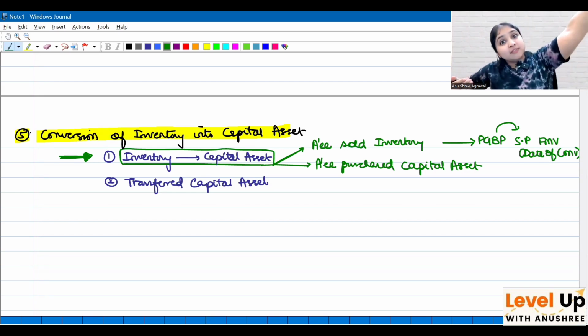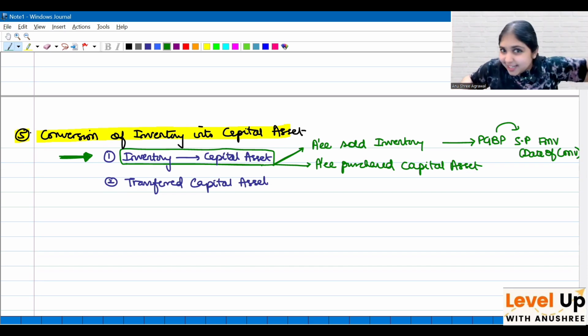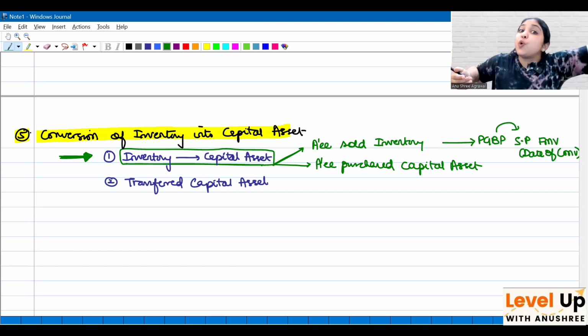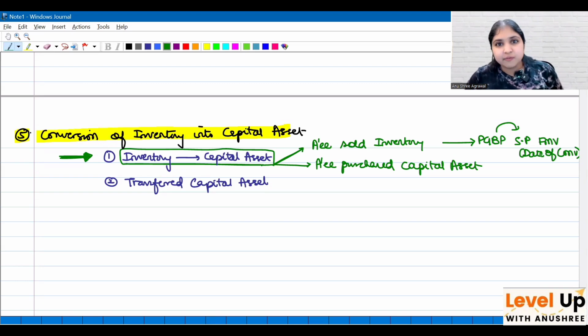When I sold the inventory, PGBP will come into the picture. For PGBP, I need the selling price number. In reality, I did not sell. But had I sold inventory, I would have sold for fair market value. So I'll take the FMV number as the selling price. Okay, this is over. Now listen.